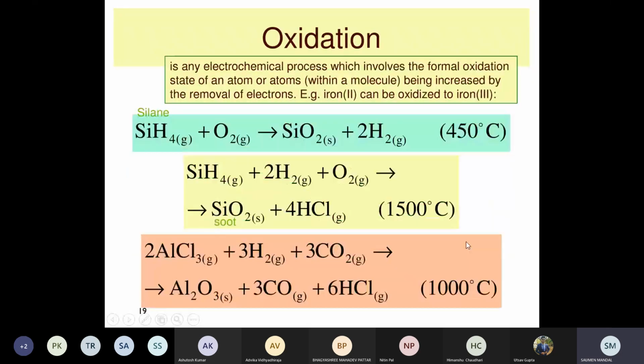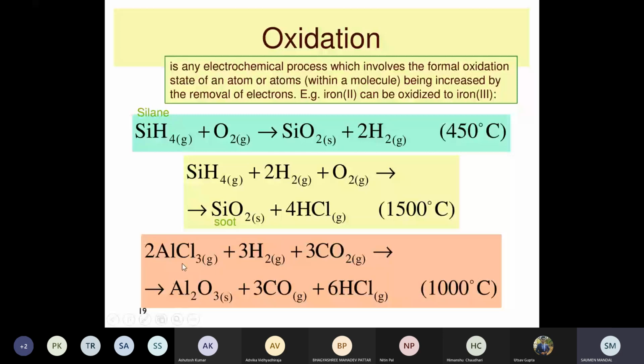Oxidation. In oxidation, we know it is an electrochemical process which involves the formal oxidation state of an atom being increased by the removal of electrons. So SiH4, oxygen, SiO2, and twice H2O at 450 degrees Celsius. Then again SiH4, twice H2, O2, SiO2; this is how soot oxygen can be prepared. Soot oxygen means small particles of SiO2, and at 1500 degrees Celsius, with AlCl3, you can see that Al2O3 can be formed.